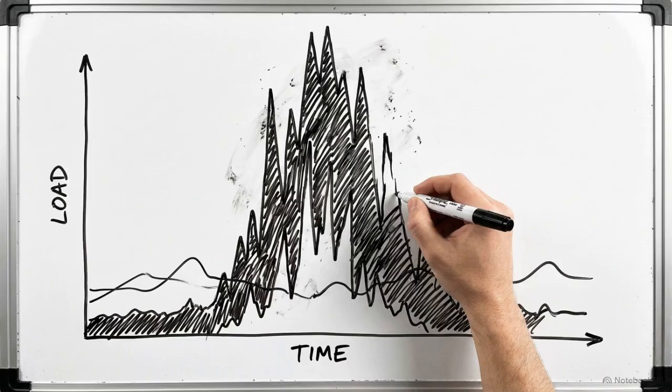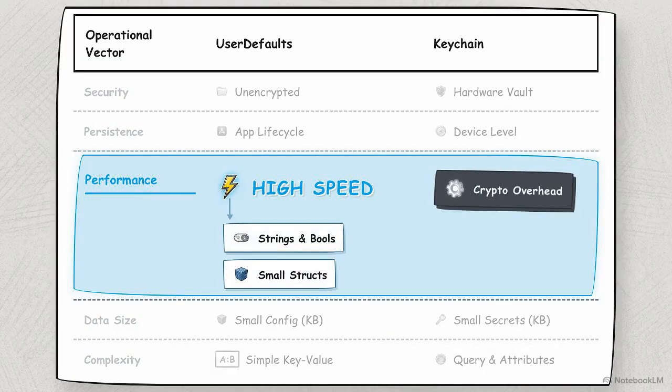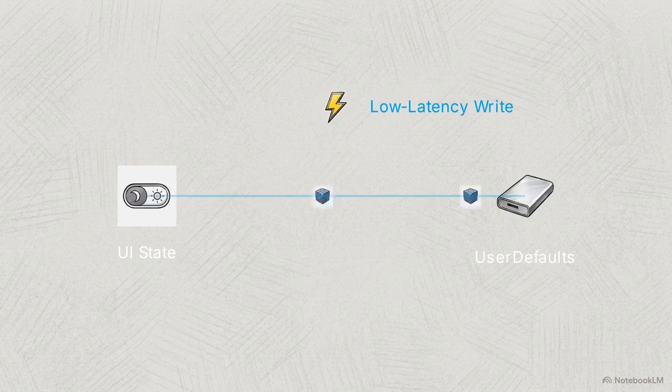While security and persistence dictate safety, developers must also consider the cost of data movement. That brings us to the third operational vector, read-write performance. This is where UserDefaults holds a significant speed advantage. Executing basic strings and booleans happens near instantaneously. If your app handles high-frequency state updates, like saving a scroll position or toggling UI themes during active use, you rely on this efficiency.